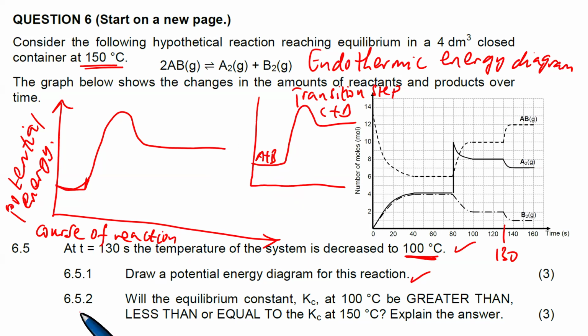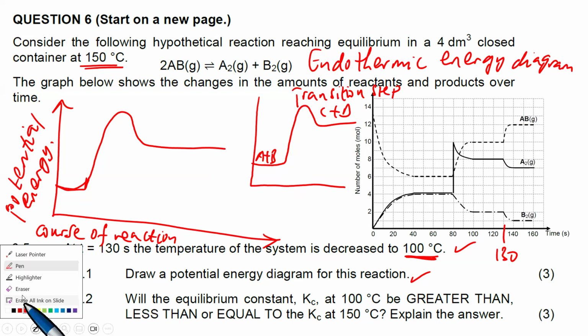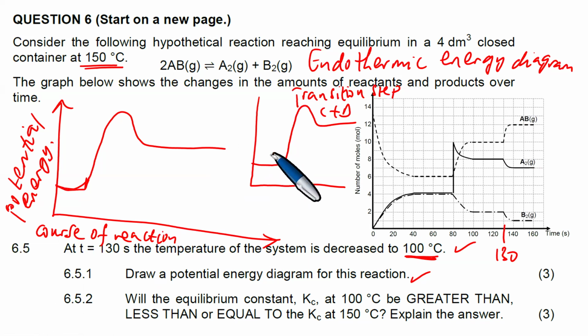Okay, so let me use A. Yeah, you wanted to use A and B as reactants, but here we only have one reactant. You can just say AB, and the product is A2 plus B2.